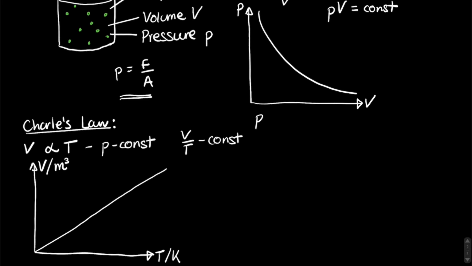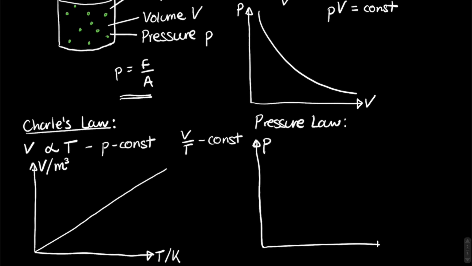And the final law is the pressure law, and you might be able to guess what this one is. It's going to regard pressure and temperature and keep volume constant. And that is exactly what it is. Pressure against temperature, what's it going to do? Well, it's going to be another straight line graph. The pressure is directly proportional to the temperature, but at constant volume. So at constant volume, the pressure is directly proportional to the temperature.